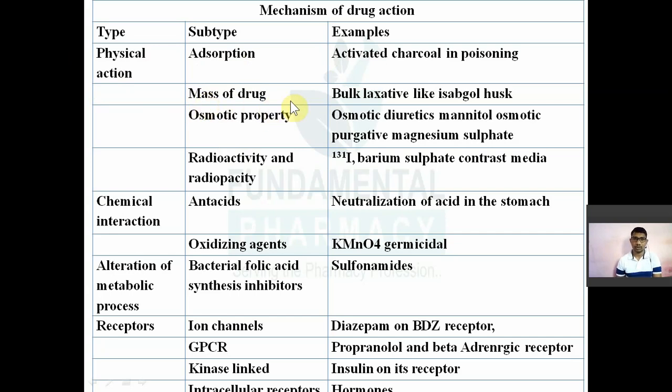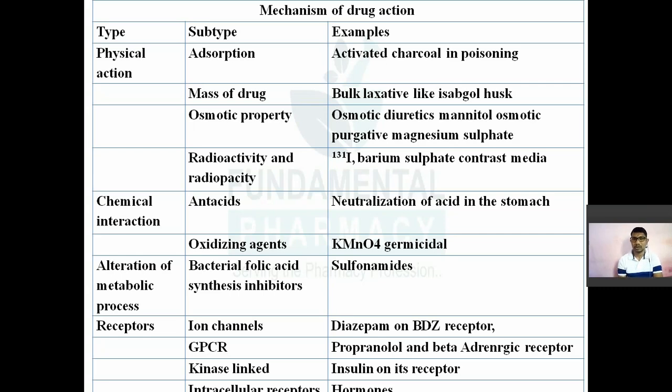In the physical action itself, mass of drug, bulking agent. For example, isabgol husk you are using in case of constipation. Isabgol husk will go in the stomach, it will absorb the water, and it will increase the bulk in your intestine. So if the bulk increases in your intestine, that increased bulk will stimulate your intestinal peristalsis. So constipation will be relieved by mass of drug. Example is isabgol husk.